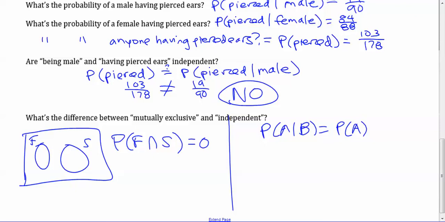One is the idea of they are disjoint, they cannot be in both groups at the same time, their intersection is 0. And the idea of the probability of A given B is exactly the same as the probability of A. So these are two different ideas. But they can't be both at the same time, because if they are mutually exclusive, and you tell me someone's a freshman, I already know something about the probability of whether or not they're taking Stat. So two things cannot be mutually exclusive and independent at the same time.